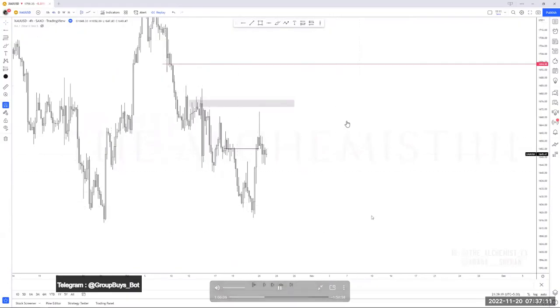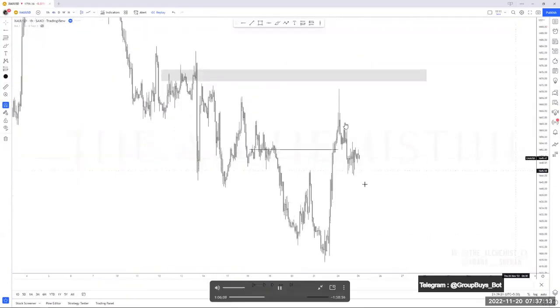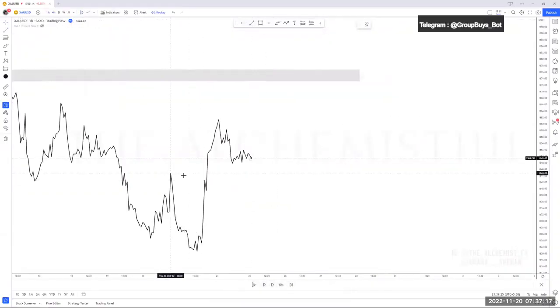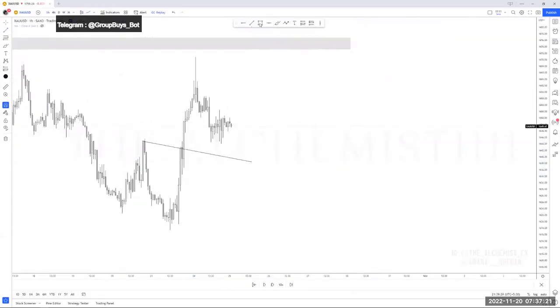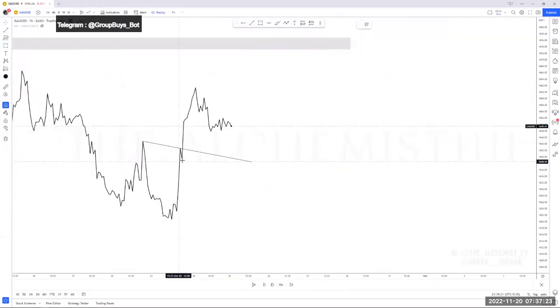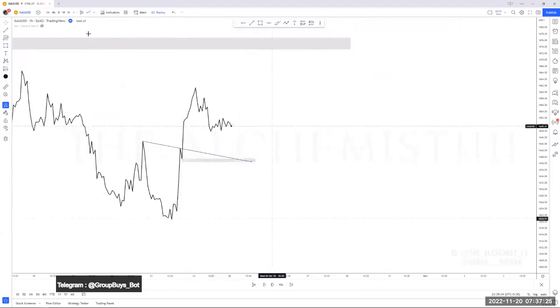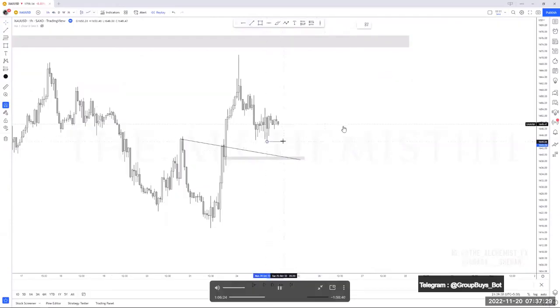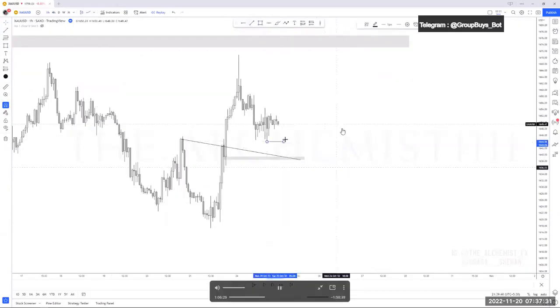I'll quickly show you how I bought it. I showed it to you already, I think. A trend line and a support, Asian lows liquidity. So extra confluence: Asian lows liquidity, timing, and all that stuff.